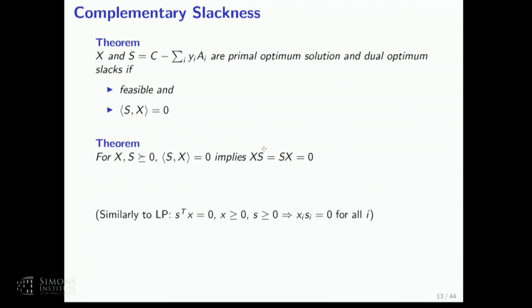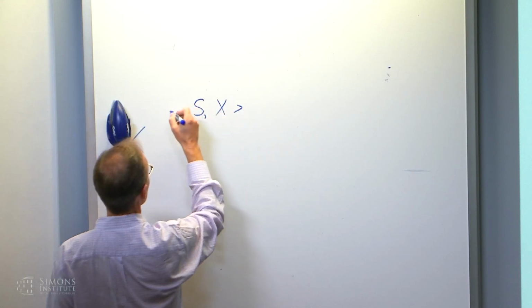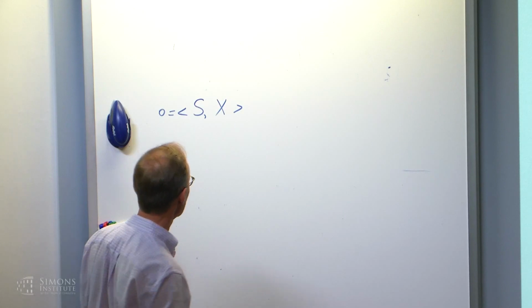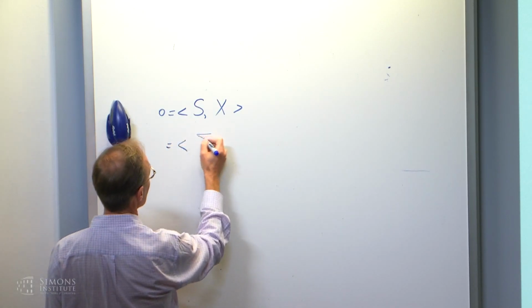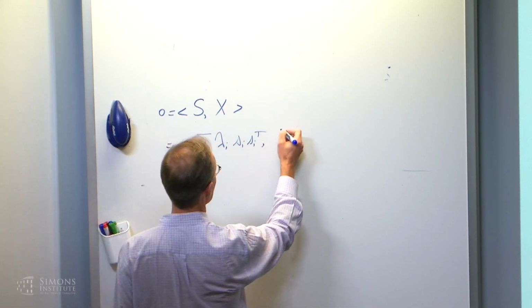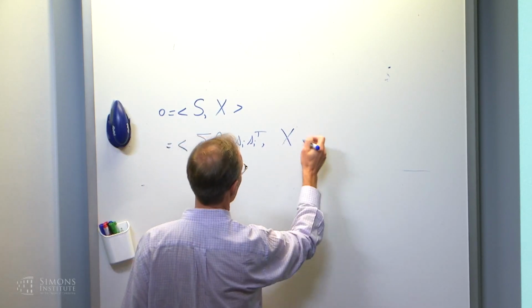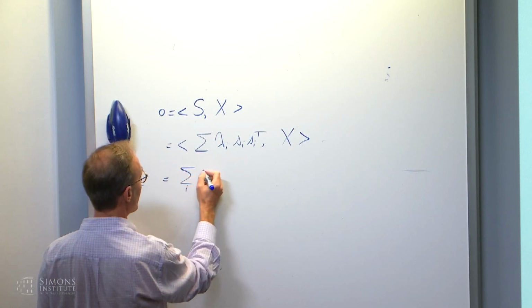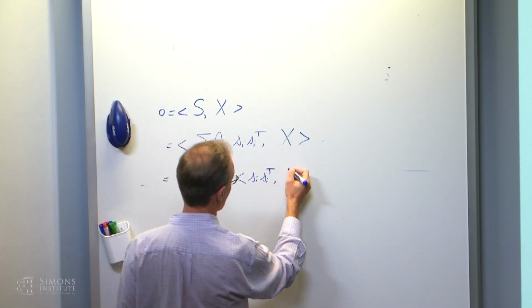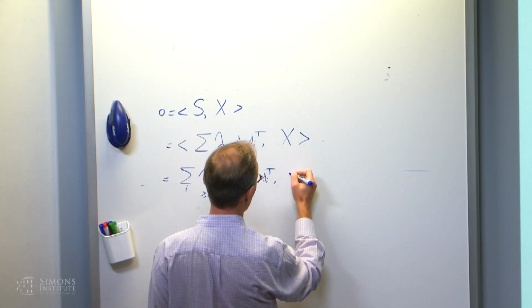I like to do easy proofs, so let's see why this implies that. Suppose I have s times x equal to 0. What do I know? I know that s is positive semi-definite and x is positive semi-definite. Let's take s first: I can decompose it into the sum of lambda i si si transpose, where the lambda i are non-negative, so s times x is the sum over i of lambda i, non-negative, times si si transpose times x. But x is positive semi-definite, so let me instead write it as v times v transpose.